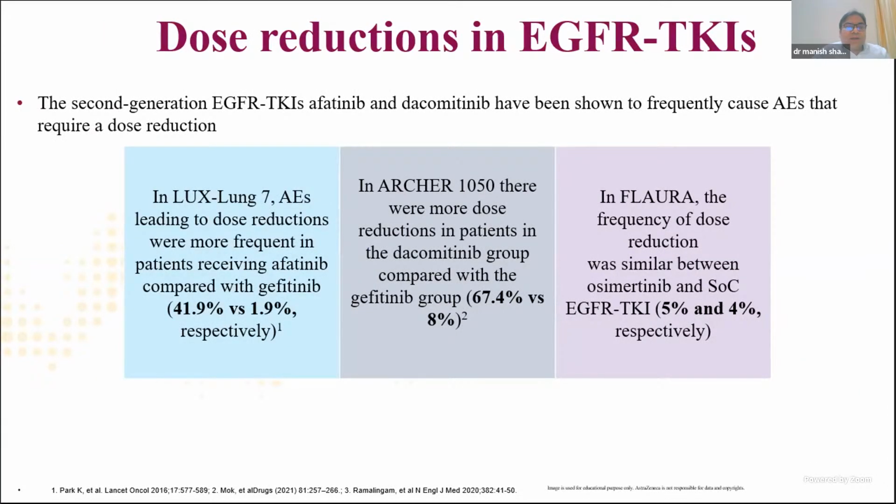So those side effects can lead to dose reductions, which can impact the efficacy. In the Lux-Lung 7 trial, the dose reductions were more frequent in patients with afatinib. It was 41.9% versus 1.9% in the afatinib versus gefitinib arm. While in ARCHER 1050, the dose reductions were to the tune of 67.4% versus 8%. And in the FLAURA trial, the dose reduction was just 5%. So maximum dose reduction was seen in ARCHER 1050 with dacomitinib, to the tune of 67.4%.